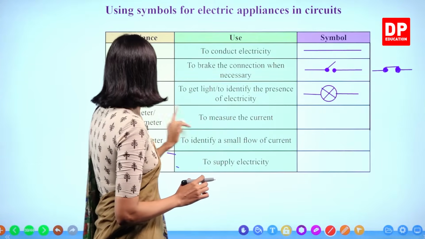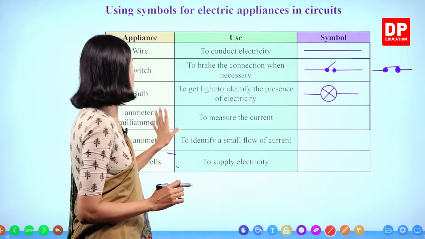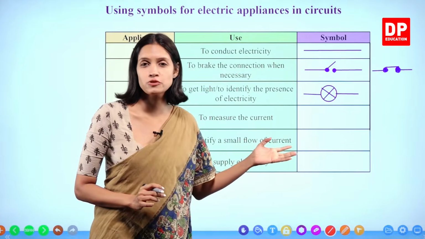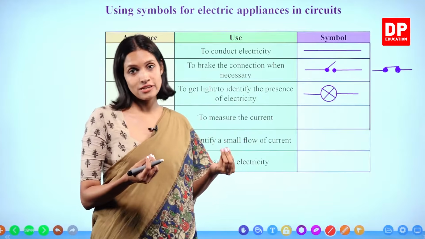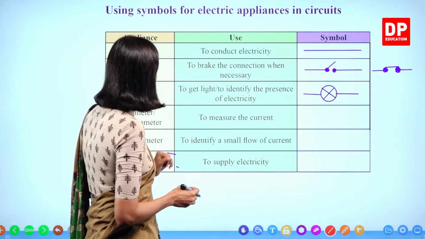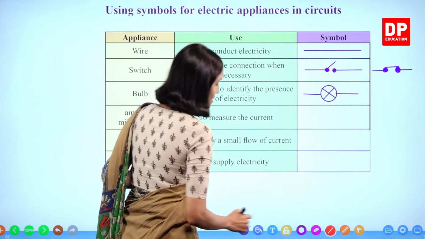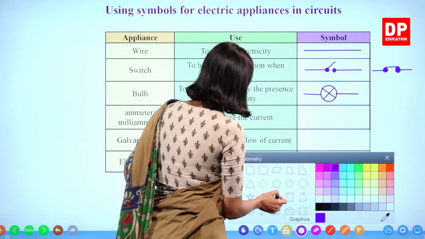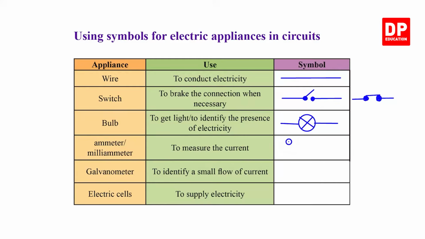Okay, children? So ammeter or milliammeter? Ammeter and milliammeter are used to measure current, right? Milliammeters are used to measure small electric currents. How to draw this one? To measure the current, ammeter and milliammeter. How to draw the ammeter? That's also easy, right? We have to draw a circle like this and we have to write capital A inside. And then you have to draw two lines like this.